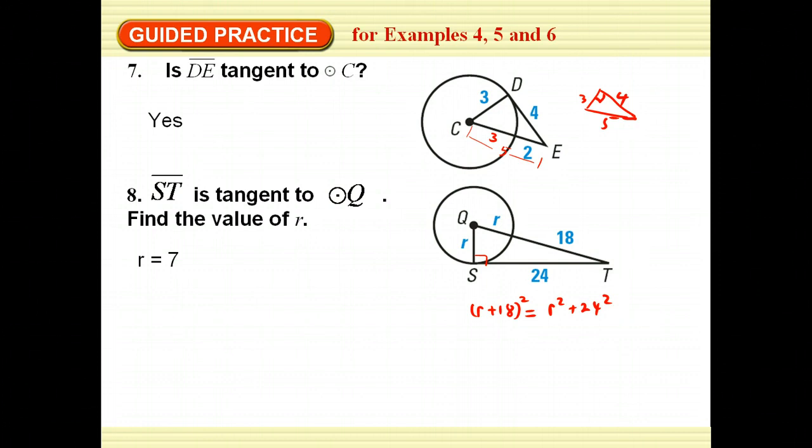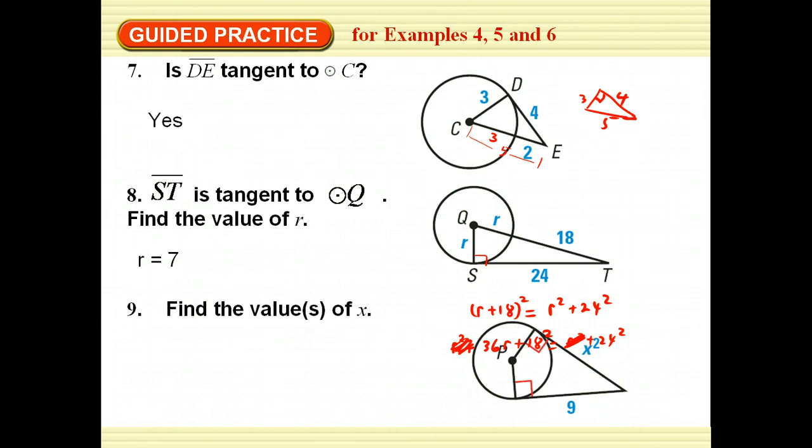Remember, to square this one, you're going to do r squared plus 2 times r times 18, so that's going to be 36r plus 18 squared is equal to r squared plus 24 squared, and then you simply solve that equation. You subtract r squared from both sides, and from there it's just working a simple algebraic equation.